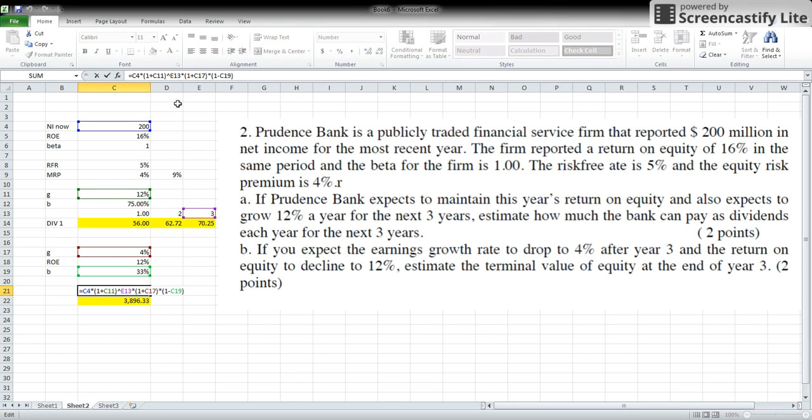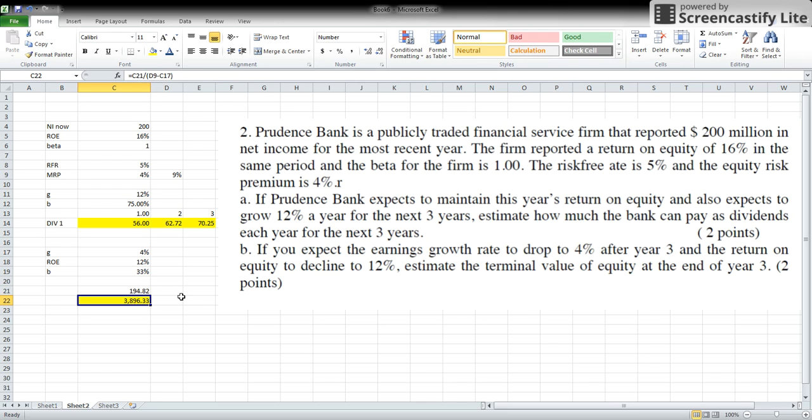So what we're going to do now is that we had 200 into 1 plus 12% raised to the power 3 was the expected net income for year 3. We're going to grow it now by 4%, which is happening right here, for 1 year. This gives you the net income for the fourth year, and then you subtract the reinvestment part, which is this 1 minus C19. So 33% is now a reinvestment, or the plowback ratio was taken out, which gives you a free cash flow to equity of $194.82 million.